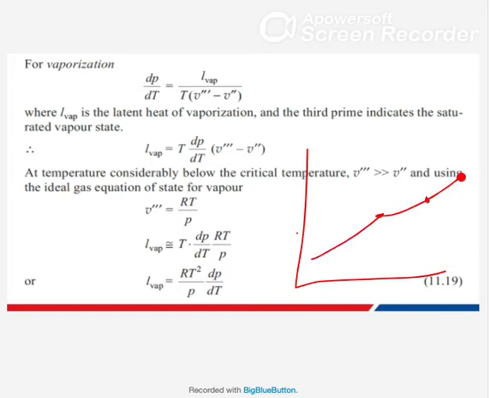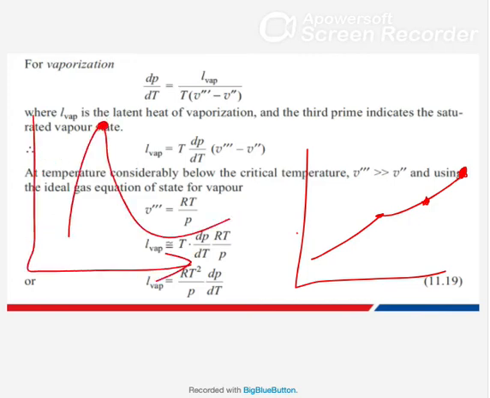Now here, this is the critical point, and if you consider any state point whose temperature is well below your critical temperature, then we can assume it as an ideal gas. I have explained when we can consider vapor as an ideal gas: when we are very well below the critical point. If you are near the critical point, then you cannot assume your vapor as an ideal gas. But if you are at very low pressure and far away from the critical point, you can assume it as an ideal gas.